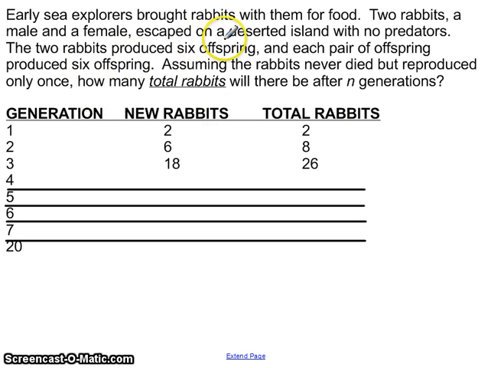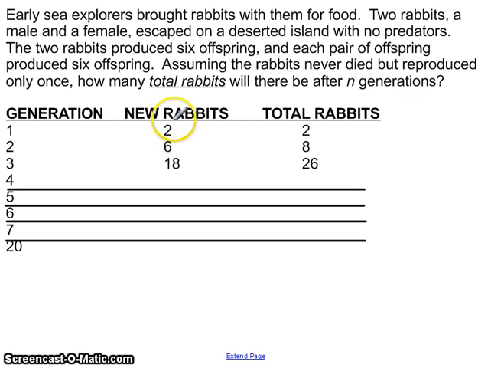Each pair of rabbits produces 6 offspring, so we can think about each rabbit producing 3 each. So each pair is going to produce 6, and that'll make the math make a little bit more sense. Okay, so each pair produces 6 offspring. So we're going to assume that the rabbits never die and they only reproduce one time. And how many total rabbits will there be after n generations?